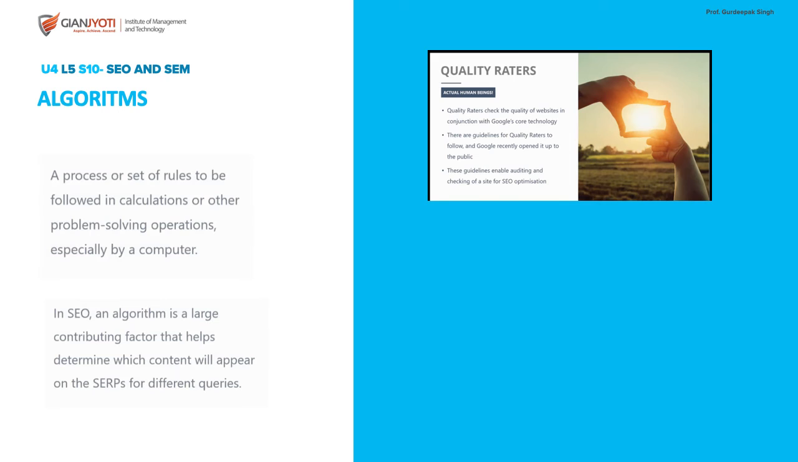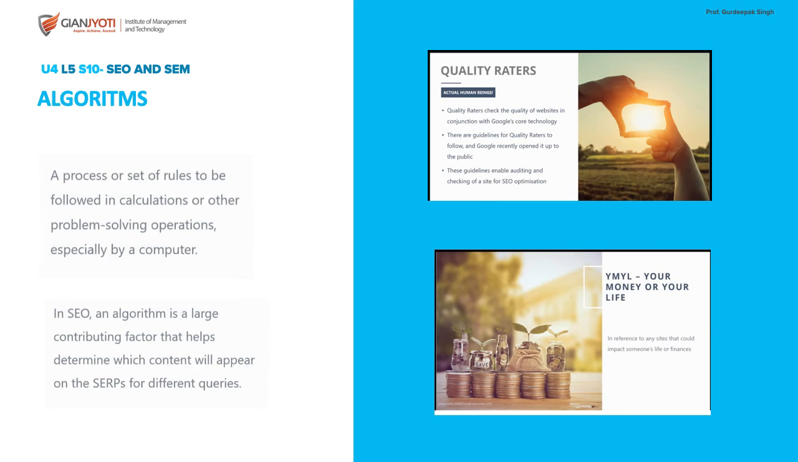These guidelines enable auditing and checking of a site for SEO optimization, so that you know what these guidelines are, based on which you try to optimize your website or the pages. And this is just to obey or look at the set of rules in the algorithm which they have put in. There is another thing which Google does, which is the YMYL concept, that is, your money or your life.